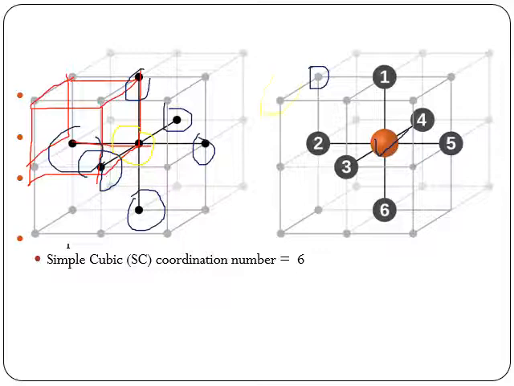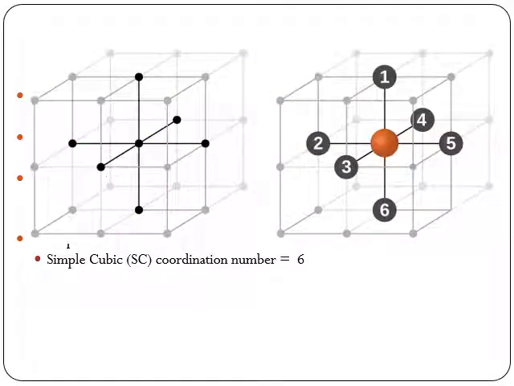Okay, so this one is 1, this one is 2, this is 3, and like that it will be 4 here, and here it's a 5, and one more at this angle will be the 6. So you take it anywhere, the coordination number for that one will remain the same. Okay, so that is for a simple cube, where the coordination number is 6.